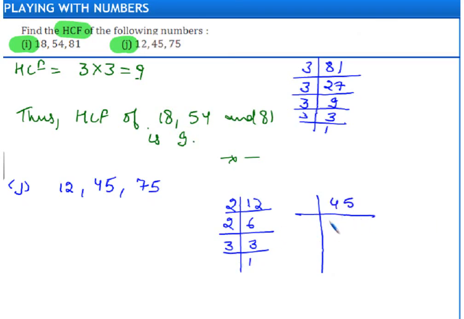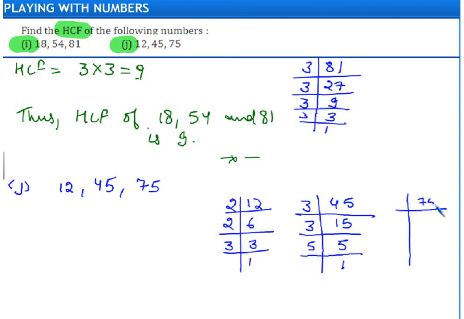Now let us find the factors of 45. Now 3 is the smallest prime number which divides 45 and 3 into 15 is 45. Again 3 is the smallest prime number which divides 15, so 3 5s are 15. 5 is a prime number, so 5 1s are 5. It is divisible by itself or by 1.